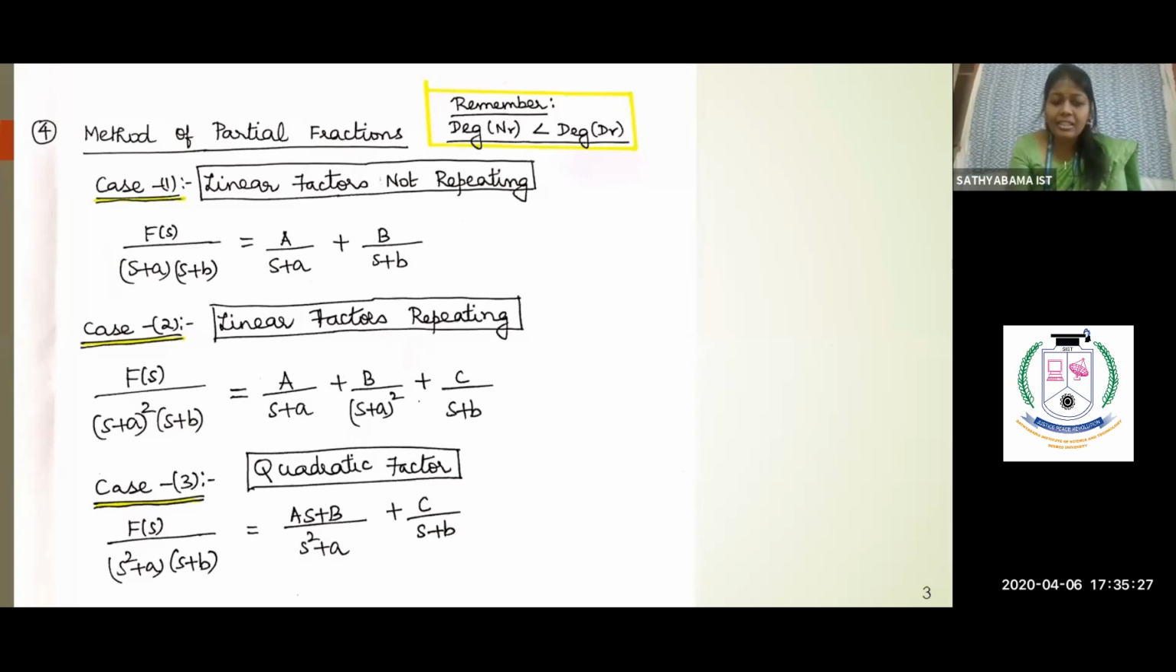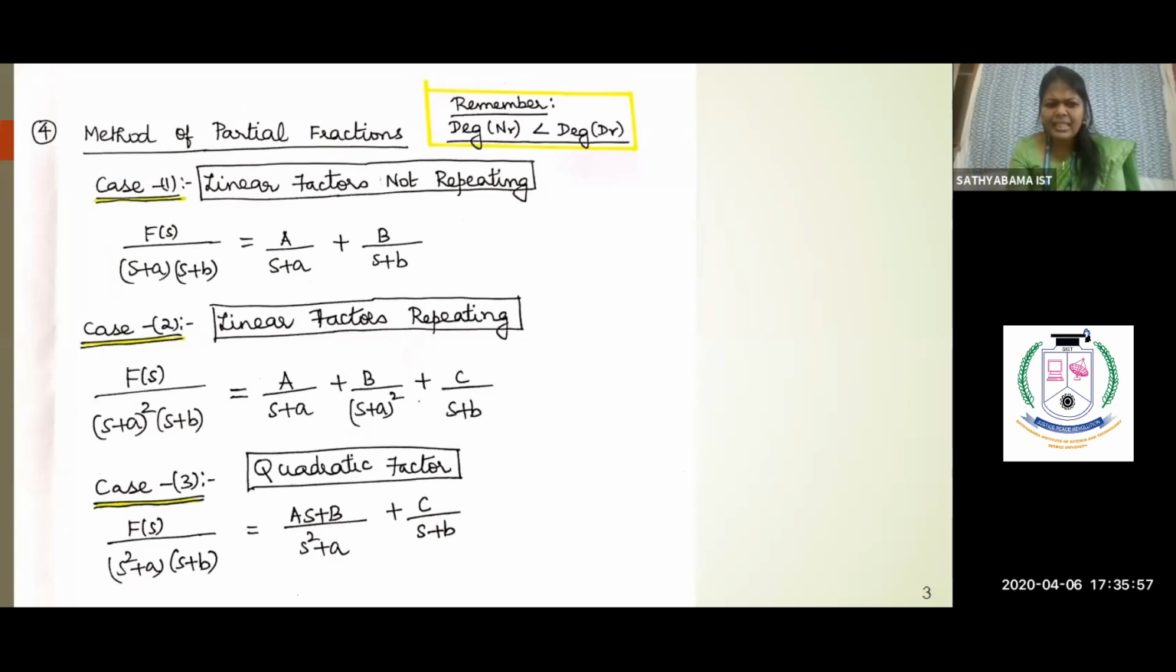Now let's look at case 2. Let's assume that the linear factors are repeating. Now, what do you mean by repeating? If you have a whole square or whole cube, like what you have here in case 2. Look at the left hand side. If you have f of s divided by (s plus a) the whole square into (s plus b), how can you write this as A by (s plus a) plus B by (s plus a) the whole square plus C by (s plus b)? You know, s plus b is not repeating, so I will just have it once.